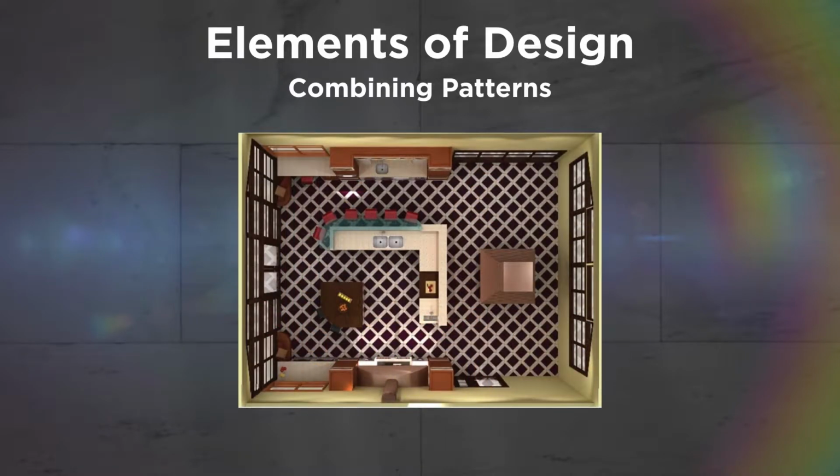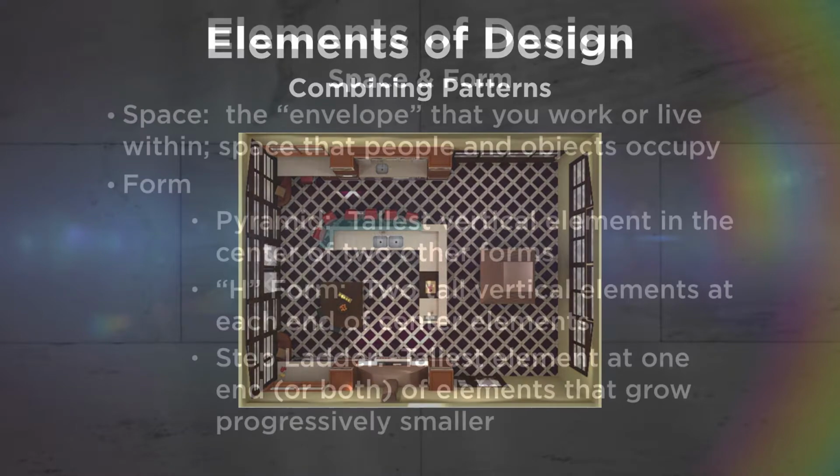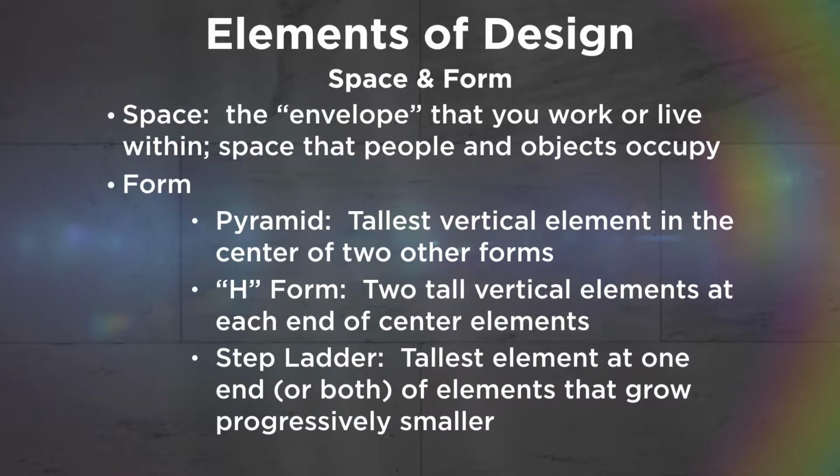It's not unusual in today's interior design to combine several patterns in one space. Many of these combinations are extremely successful, while others can be incompatible. To successfully plan kitchens or bathrooms, it's critical to understand the relationship between the individual form of an object and the overall space or room it occupies.